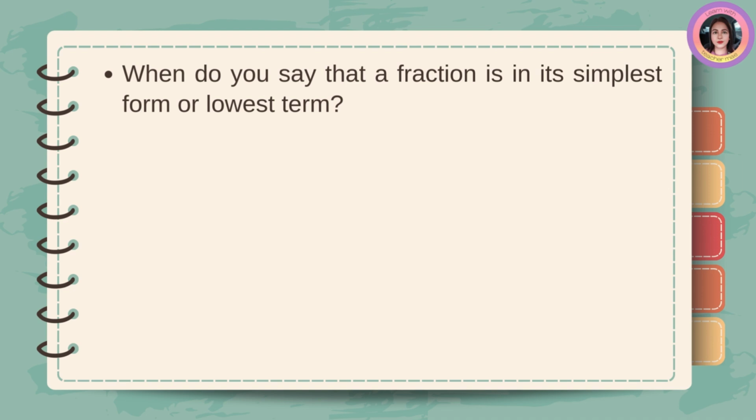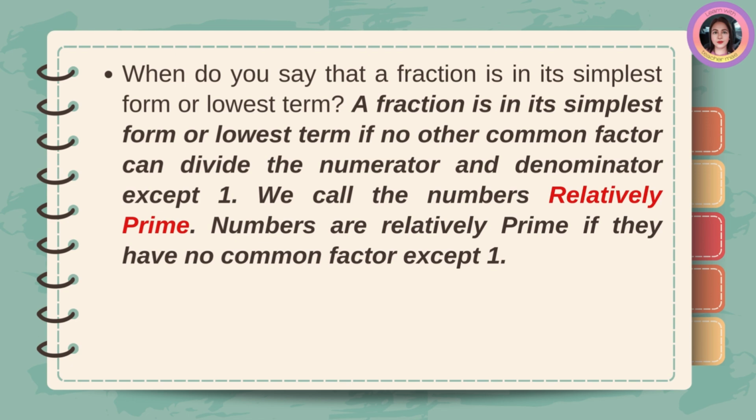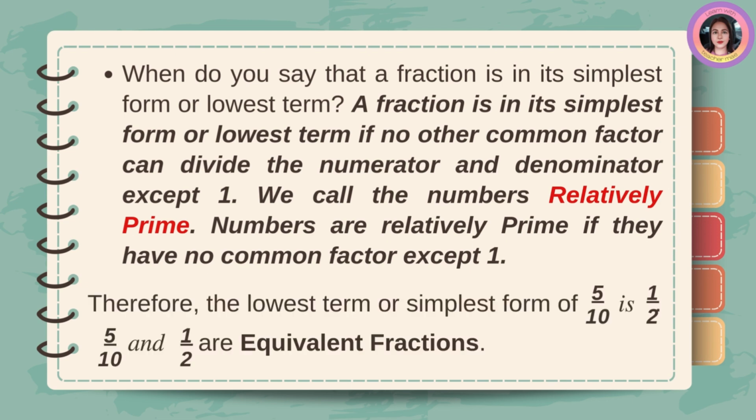When do you say that a fraction is in its simplest form or lowest term? A fraction is in its simplest form or lowest term if no other common factor can divide the numerator and denominator except 1. We call the numbers relatively prime. Numbers are relatively prime if they have no common factor except 1. Therefore, the lowest term or simplest form of 5/10 is 1/2. 5/10 and 1/2 are equivalent fractions.